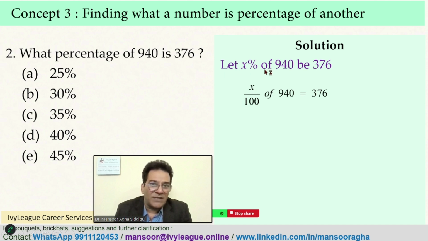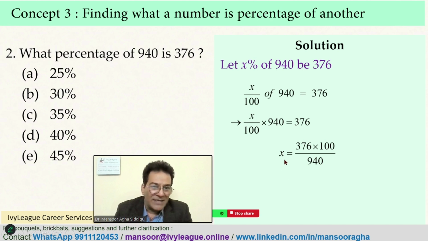We know that x% means x upon 100. That's the reason why I wrote x upon 100 here. Now, I'm going to make a little bit of shifting to solve the question. Whatever is in the denominator here at the bottom, I'm going to put it here at the top in the numerator on the other side of the equal to sign. And whatever is present on top, I will put it down in the bottom.